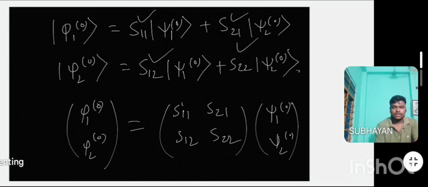Okay, and it is also noteworthy that this phi 1 naught and phi 2 naught are also the eigenvectors of H naught having the same energy eigenvalue E naught. Okay, you can check this one. H naught of phi 1 naught will yield E naught of phi 1 naught. H naught of phi 2 naught is also the same, E naught of phi 2 naught. So these two have the same energy eigenvalue E naught.